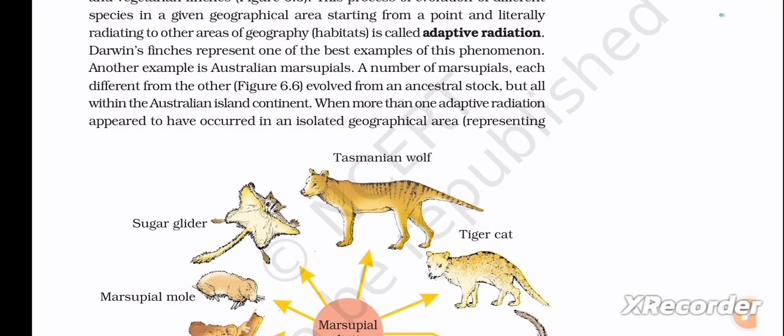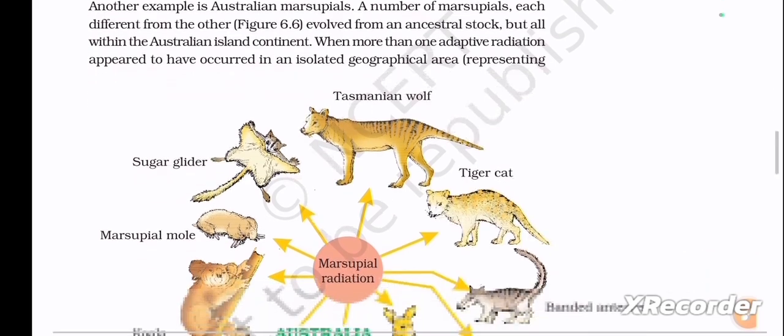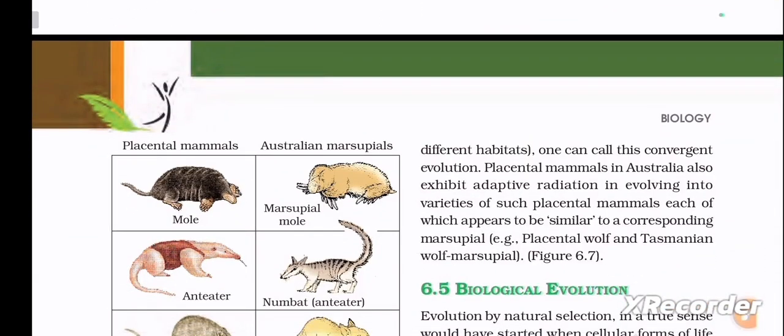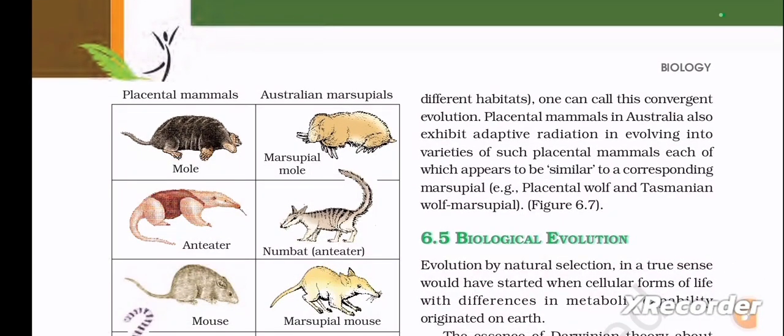When more than one adaptive radiation appeared to have occurred in an isolated geographical area representing different habitats, one can call this convergent evolution. Placental mammals in Australia also exhibit adaptive radiation in evolving into varieties of such placental mammals, each of which appears to be similar to a corresponding marsupial. Example, placental wolf and a Tasmanian wolf marsupial.